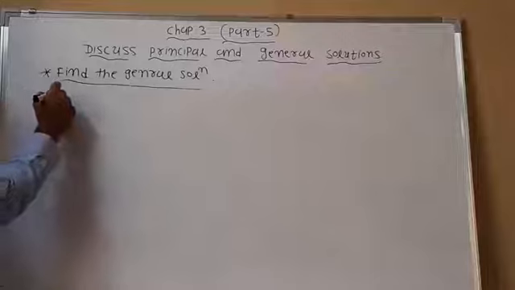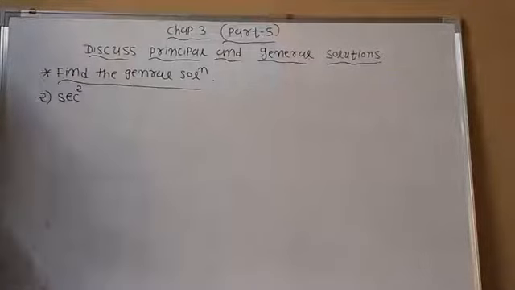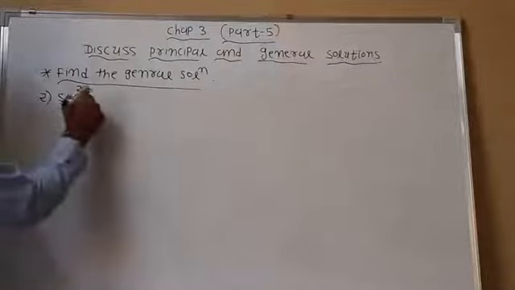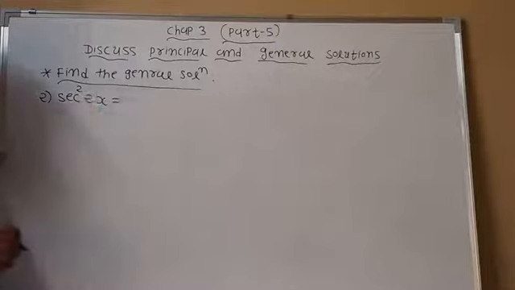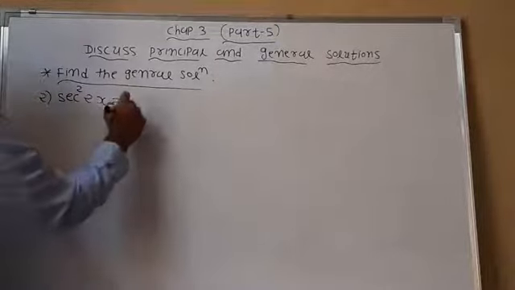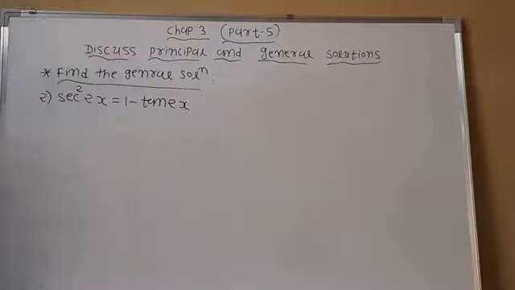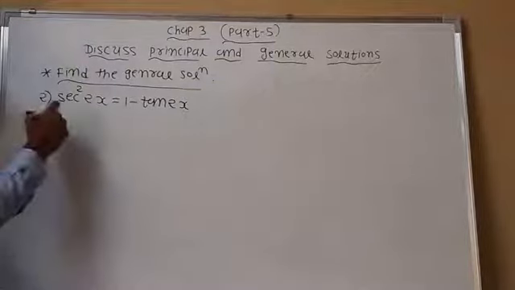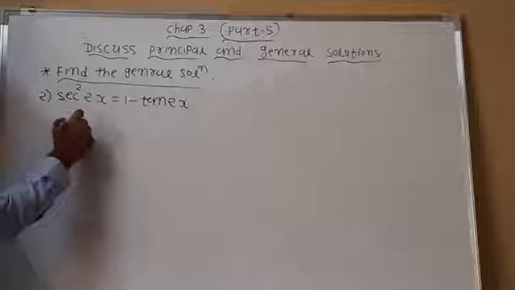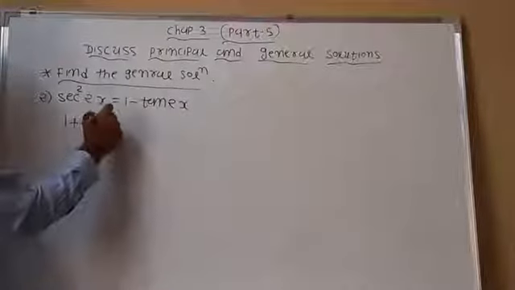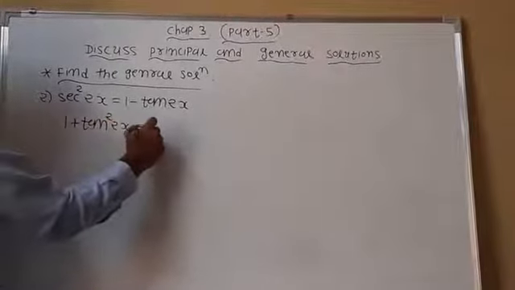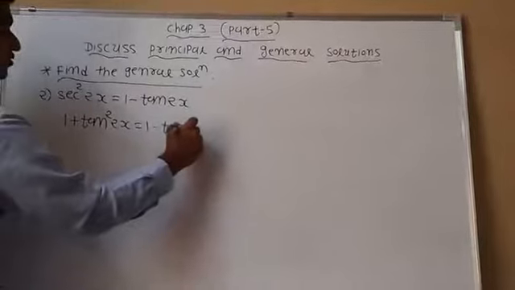Second one. Sec square 2x is equal to 1 minus tan 2x. So first of all, we know that sec square theta is equal to 1 plus tan square theta. So sec square 2x, in place of it we write 1 plus tan square 2x, is equal to 1 minus tan 2x.